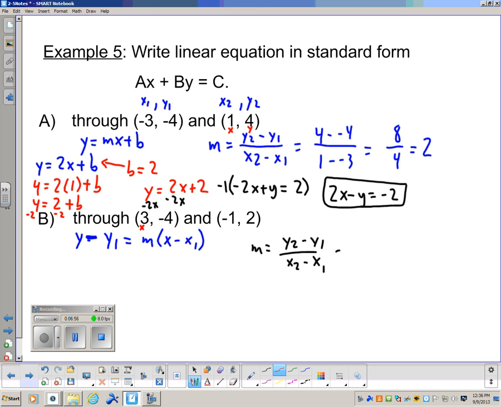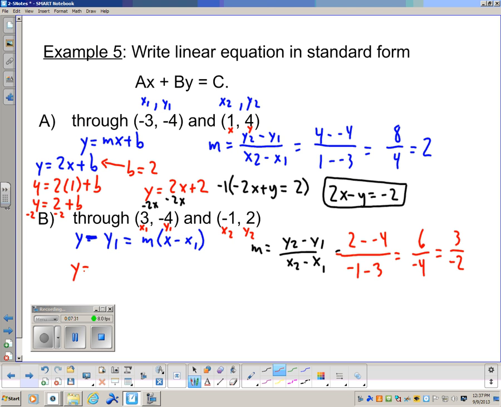So my 3 here is my x1. And then -4 is my y1. -1 there is x2. 2 there is y2. So subtracting my y's there, we get 2 minus a -4 all over -1 minus 3. So we get 6 over -4. Reduce that down by 2. 2 goes into 6 3 times. 2 goes into -4 -2 times. So there's my slope.